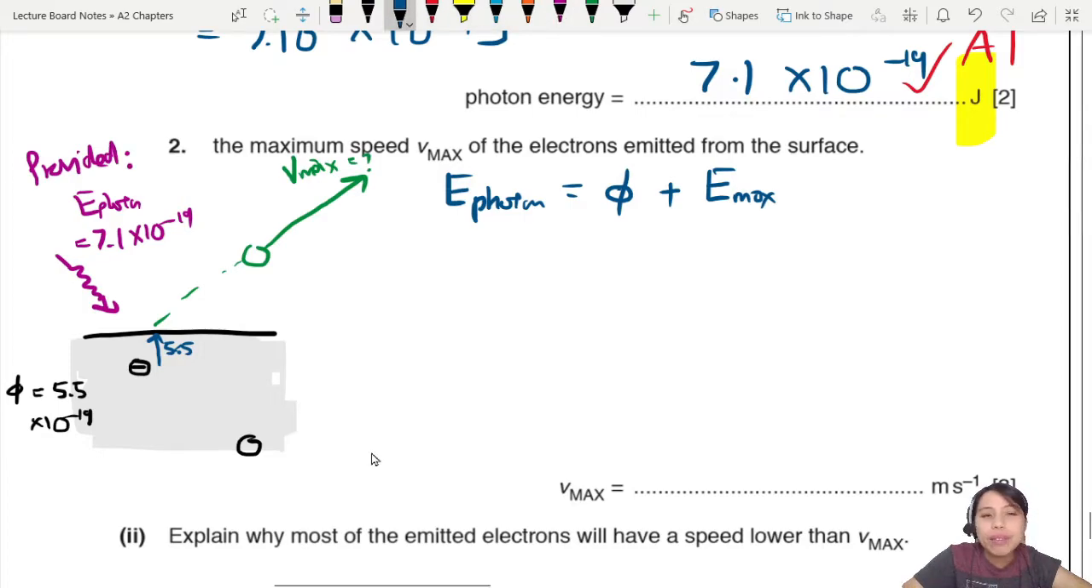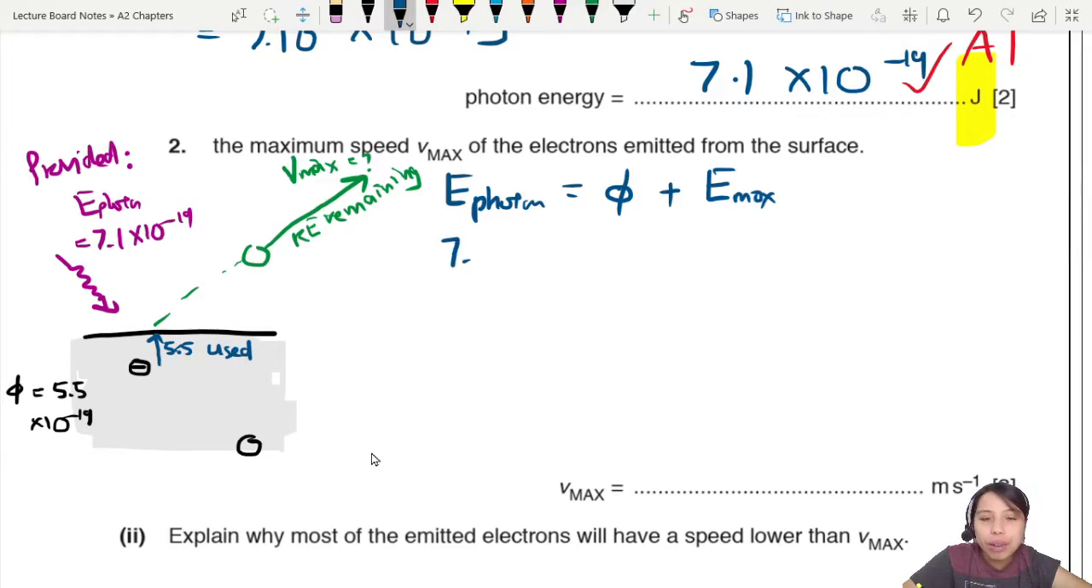And the one that will have the fastest speed will be the one that just used the work function. So this is 5.5 used, and you have a KE that is remaining. So that is this one. Energy conservation. Okay, let's calculate.